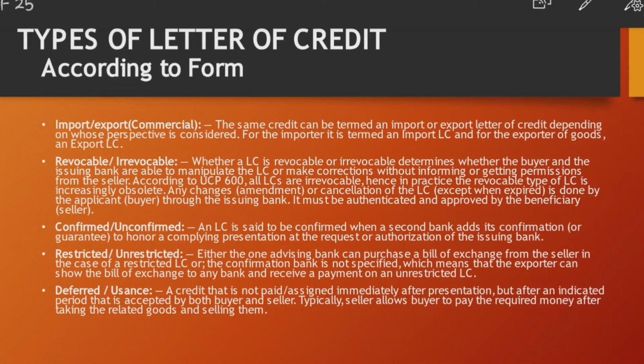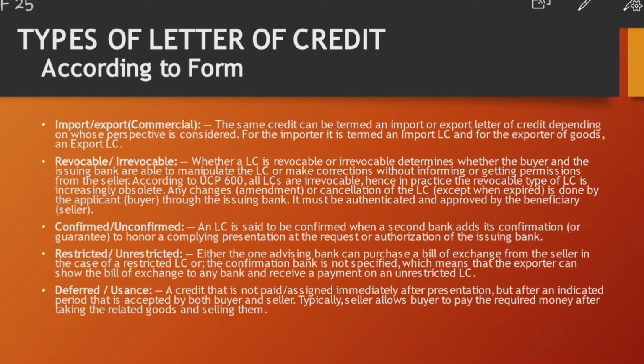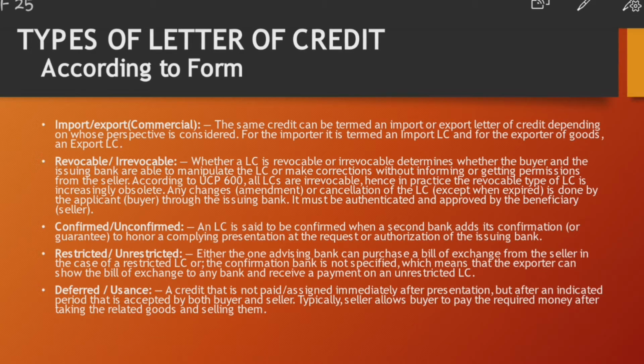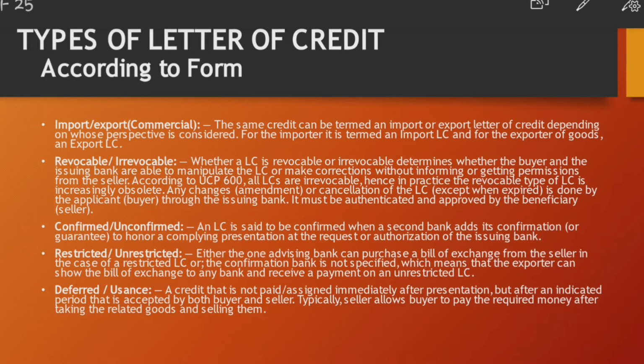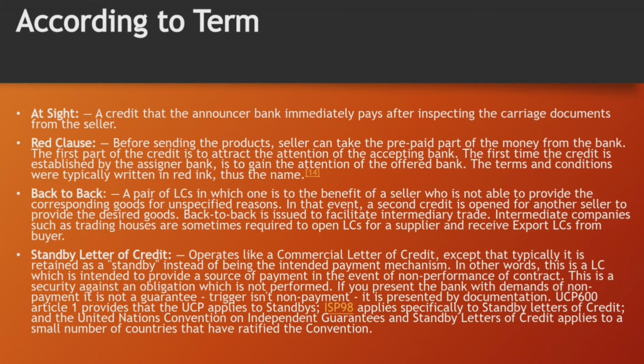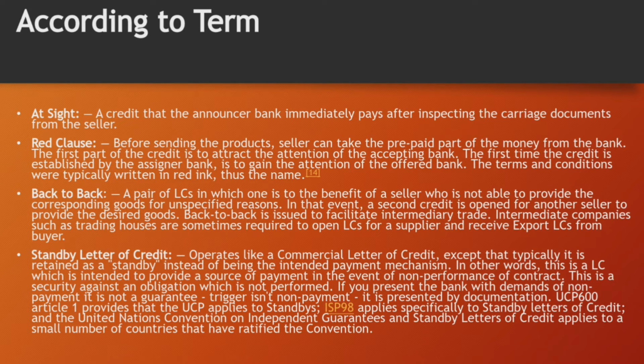Deferred or usance. A credit that is not paid immediately after presentation, but after an indicated period that is accepted by both buyer and seller. Typically, the seller allows the buyer to pay the required money after taking the related goods and selling them. Letter of credit according to term. At sight: a credit that the issuing bank immediately pays after inspecting the carriage document from the seller.